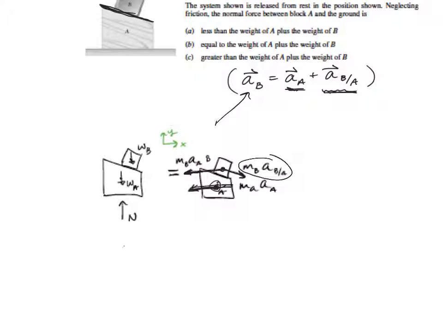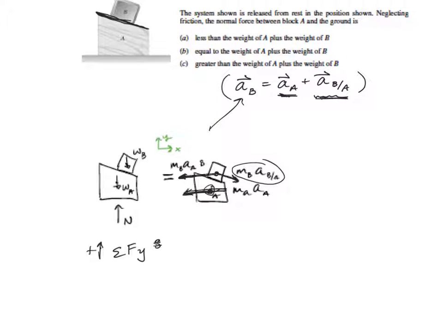So what we're going to do then is just sum forces in the y direction. We'll go up as positive. And so I end up with N minus the weight of B minus the weight of A is equal to, if we look here, one component from that relative acceleration vector. That would be in the negative direction, minus MB AB with respect to A. Now it's not the whole vector, but just the y component of the vector.